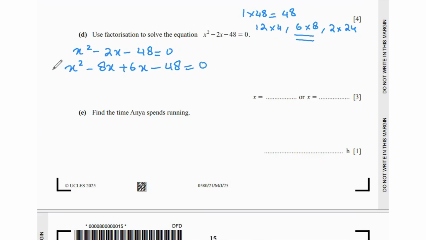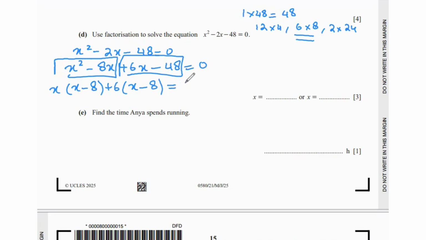Now we factor by grouping. We split the equation into two groups. This is one group and this is another group. Factor these two groups separately first. Between x squared and 8x, we have x common. So x minus 8 in the bracket. Between 6x and 48, we have 6 common. So x minus 8 in the bracket. Now between x and 6, we have x minus 8 common. So the other bracket, we'll have x plus 6. Which means x equals 8 and x equals negative 6. These are your values of x.